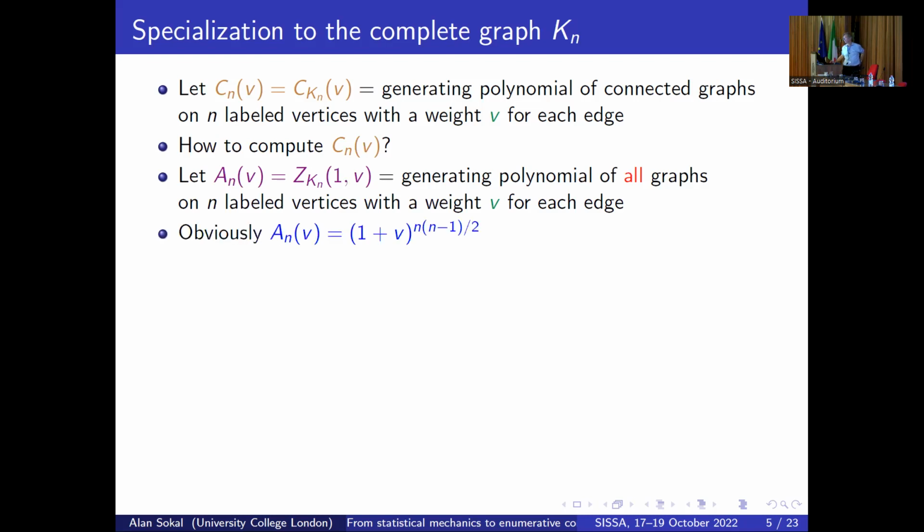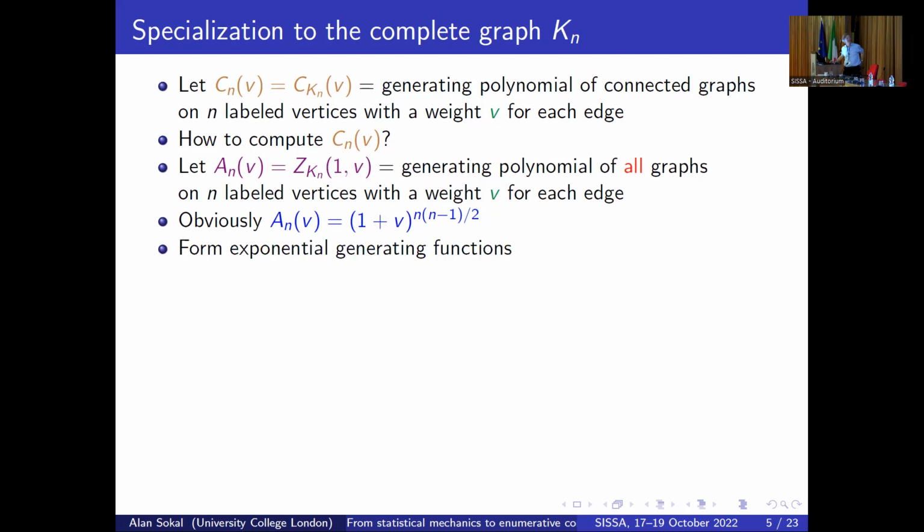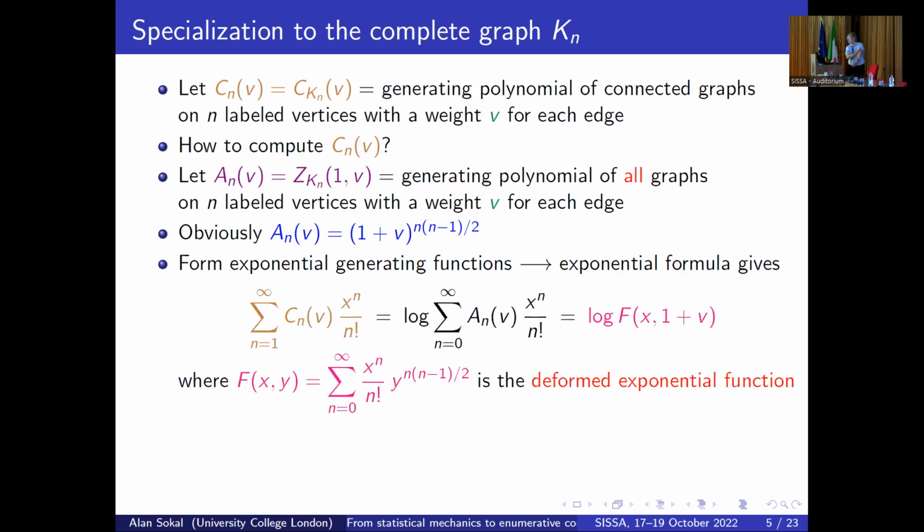But that's trivial. If you want all graphs, each edge is independently either occupied or not occupied. You either get a 1 if it's not occupied and a v if it's occupied. So you get (1+v) raised to the power of the number of edges, which is n choose 2. That's the total generating polynomial for all graphs. And then you form the exponential generating functions and use the exponential formula from enumerative combinatorics.